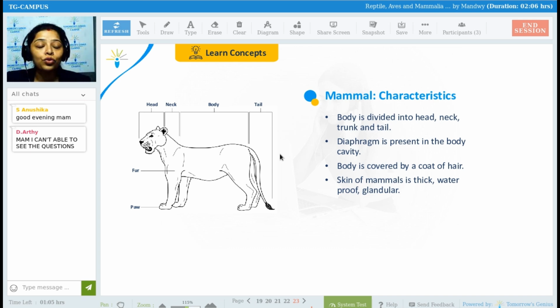Now, before we move to the next class, mammals, let's take a small break for 5 minutes. Okay? Sure. Let's meet after 5 minutes.